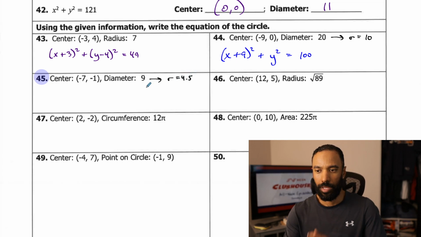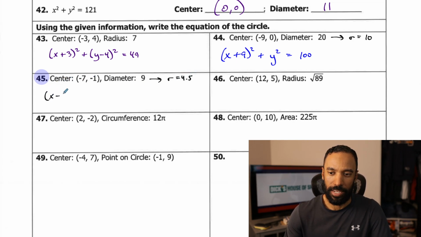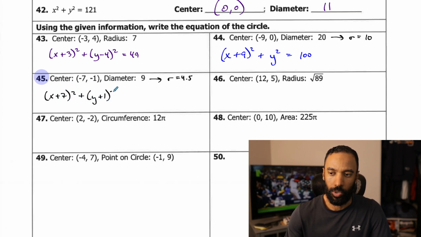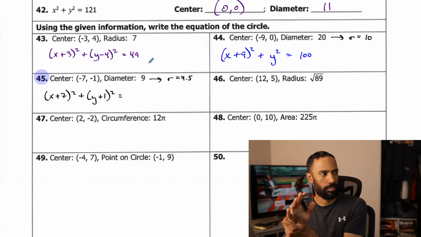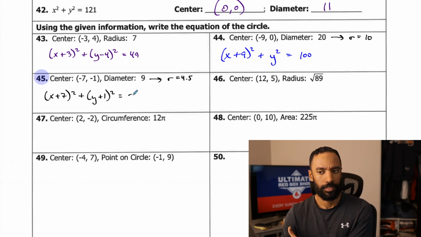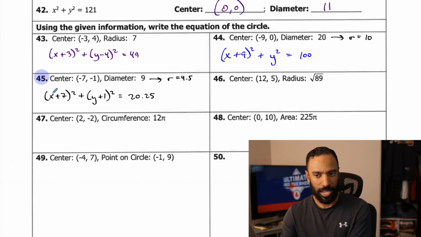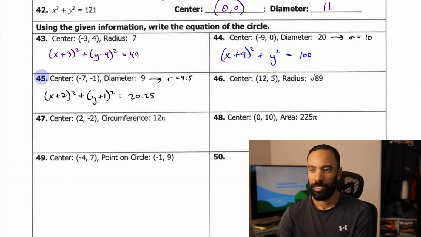If y'all don't mind. This is (x + 7)² + (y + 1)² = now 4.5 squared, I know that, 20.25. I've seen it, I've used it, it's a thing. So that should be that answer. Let's go to green.